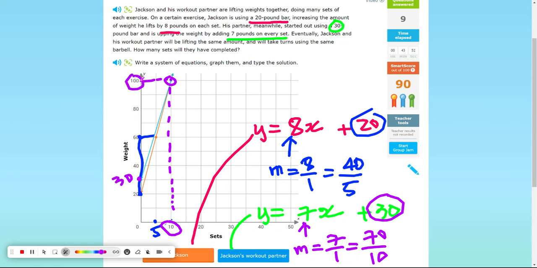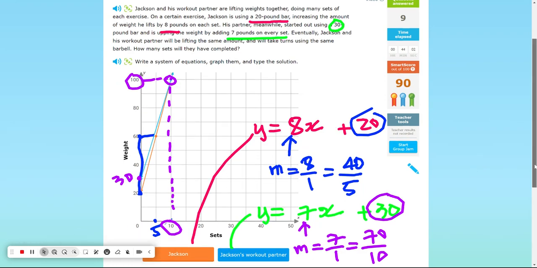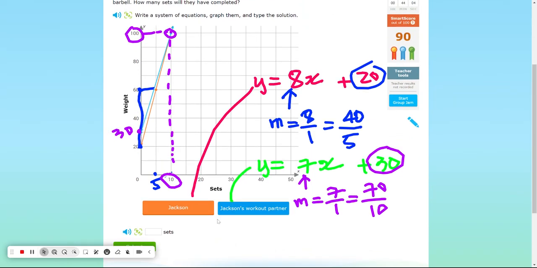Okay, 100 pounds. So what question do they ask? How many sets both of them completed? So the answer should be 10. So I go over here and I see the answer box. I answer number 10. Here we go. Click on it. Put down number 10.